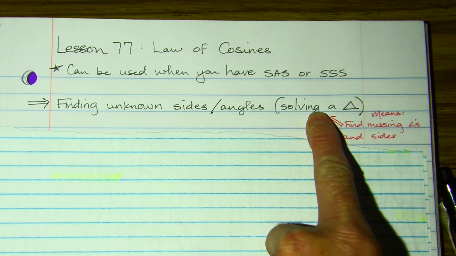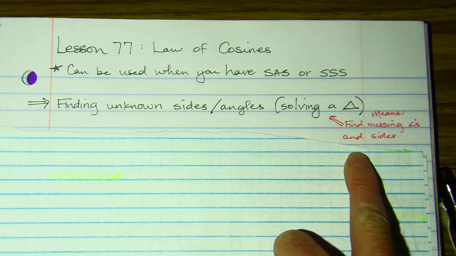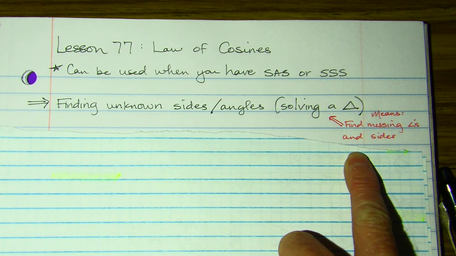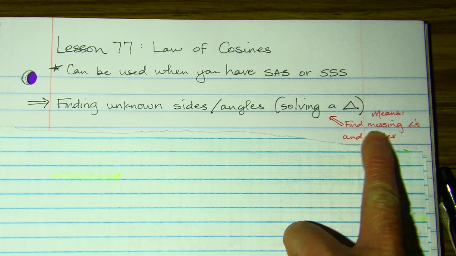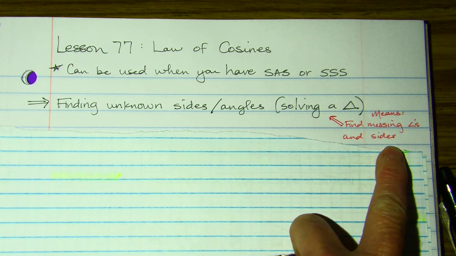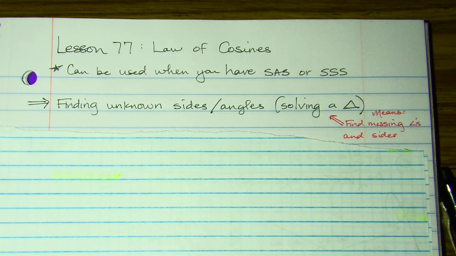The book will say, like, solve this triangle. And I put a little note. When it says solve this triangle, it means they want you to find any missing angle and any missing side. Okay, so if they say that, that is what they're asking.